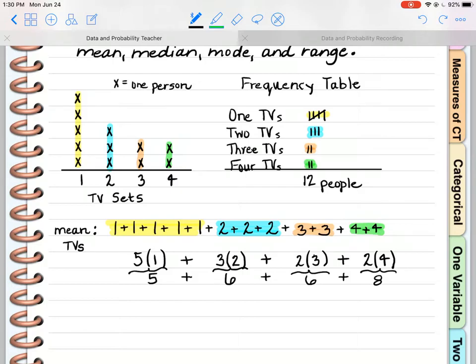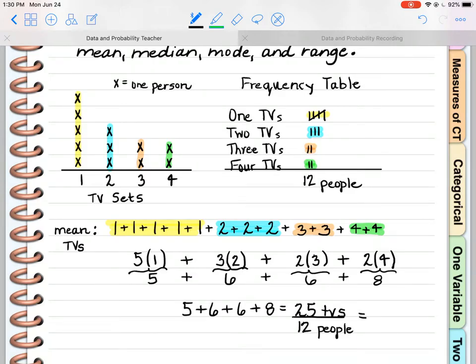So let's go ahead and add these up. I'm going to do it right here because it's a little bit simpler. So 5 plus 6 plus 6 plus 8. And you can use your calculator to do that. I am going to, because I don't want to get to the end of this and realize that I added the wrong thing. So we're talking about 25 TVs and 12 people in our study, or 12 houses in our study.